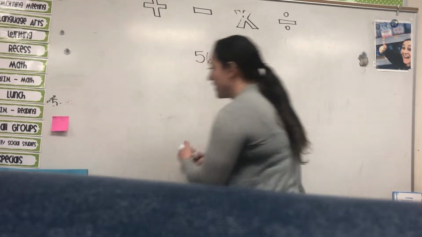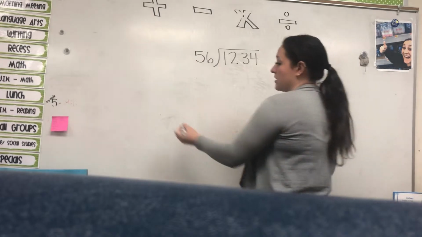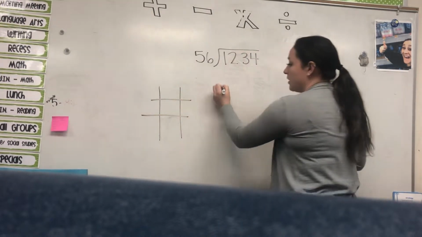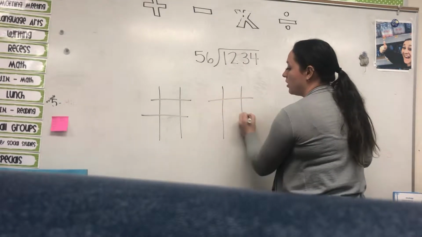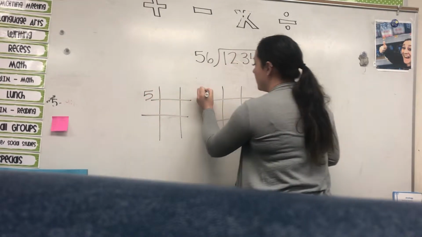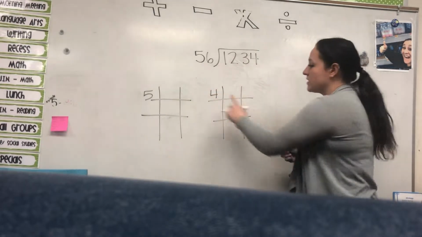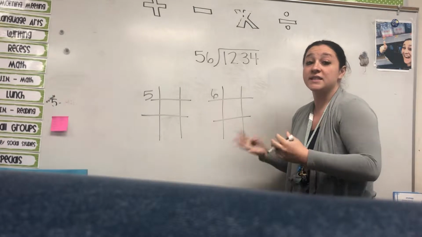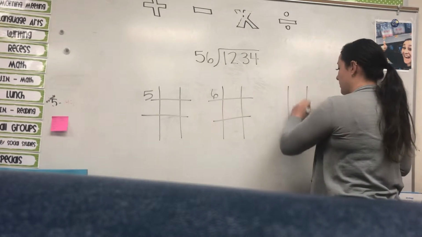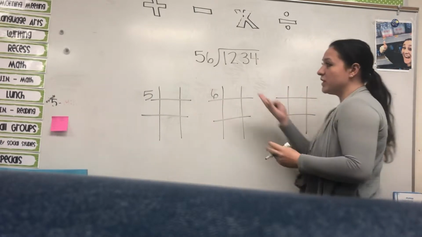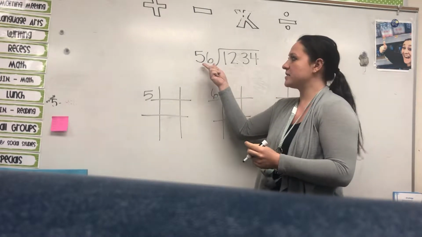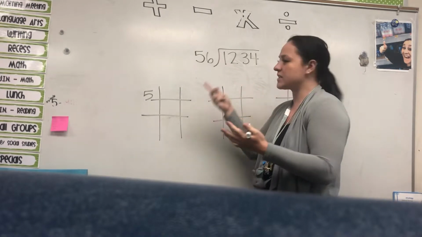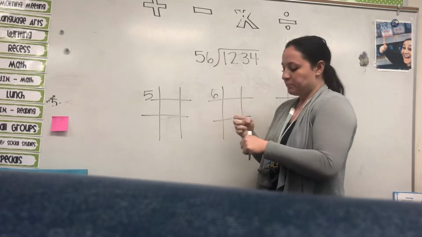And what I'm going to do is make 3 tic-tac-toe boards. I'm going to do a 5 times table over here, a 4 times table over here. So this is 5, this is 4, but then, 6, sorry, I apologize, 6. And then I'm going to make a 56 times table. Because when we divide, we're basically just saying how many times does 56 multiply into this, or what number times 56 helps us get close to it, okay?